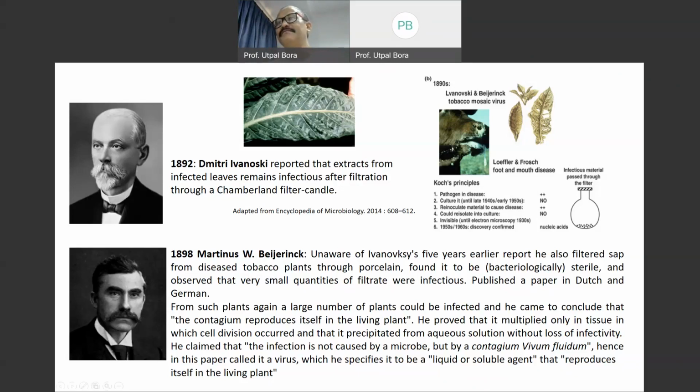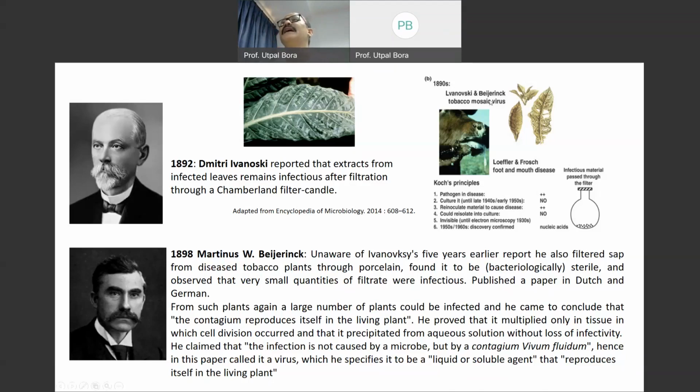And he coined the famous term contagium vivum fluidum, which many of you may have heard. And it is now well appreciated that Beijerinck was the first person to use the term virus, which is specified to be a liquid or soluble agent that reproduces itself in a living plant. So this is in brief the history of the discovery of virus and how it was found to be infectious.